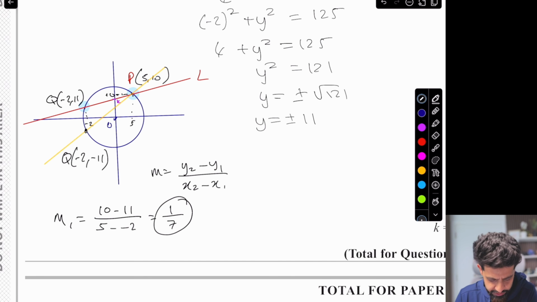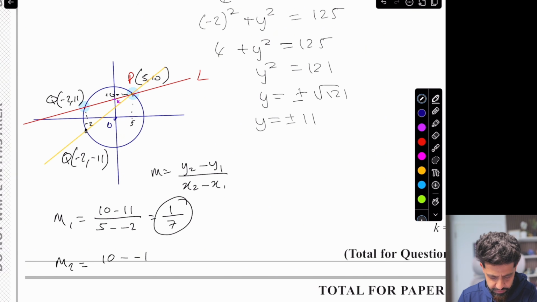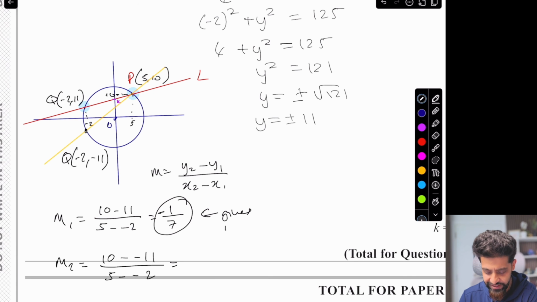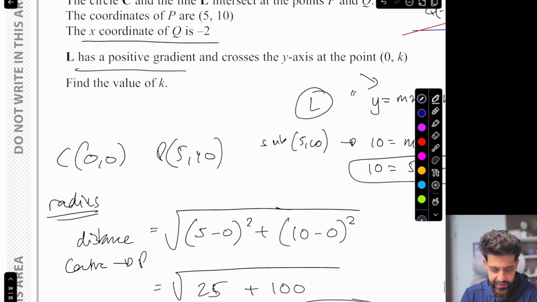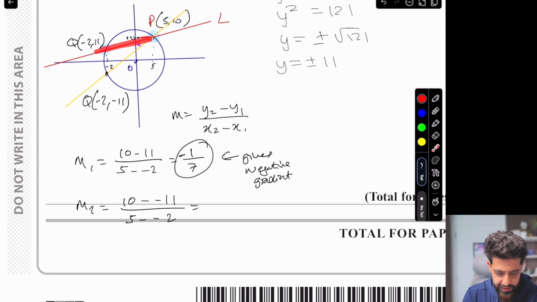And the second version is if we do the other gradient, so 10 minus 11 over 5 minus 2. Oh, sorry, I meant to do 10 minus 11 is minus 1. So there you go. That gives a negative gradient, which we don't want. Our line was supposed to have a positive gradient, remember? L has a positive gradient. So this one gives a negative gradient, so it can't be between these two points here.